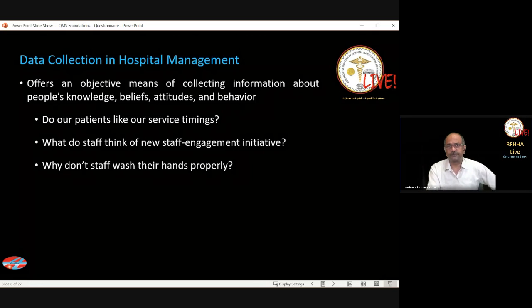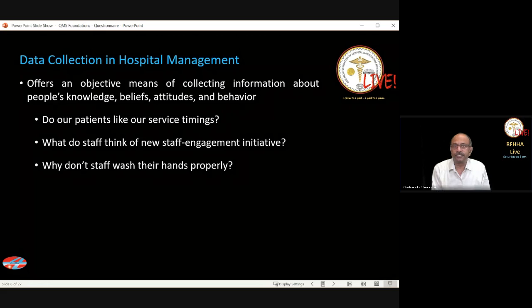Then, what do staff think of the new staff engagement initiative? So we have another initiative in the hospital that we are planning, or we have already piloted it. And so what is the feedback from the staff? So you need a questionnaire to collect that feedback.